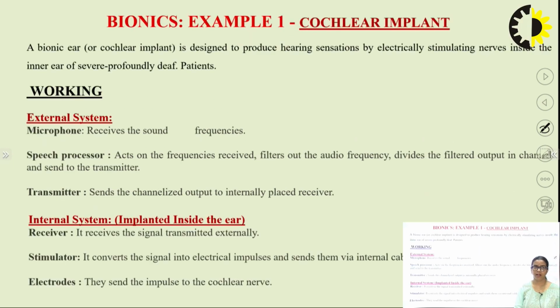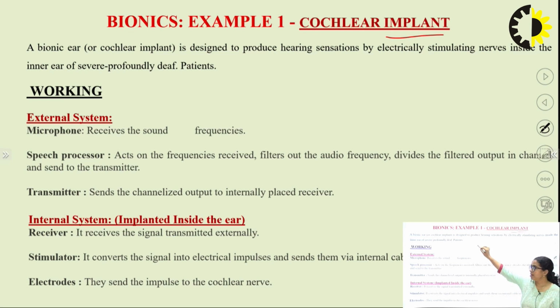For example, here is the cochlear implant, which is implanted for hearing problems. A bionic ear or cochlear implant is designed to produce hearing sensation by electrically stimulating nerves inside the inner ear of severely to profoundly deaf patients.